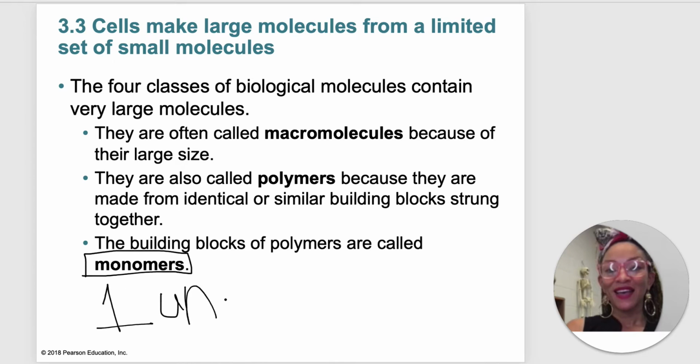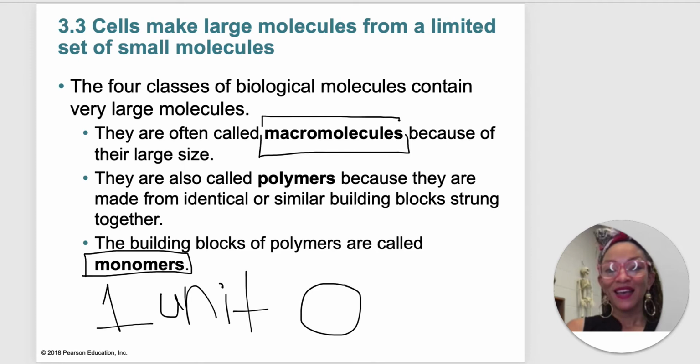So let me draw, it says 1 unit, and I'll put just 1 little circle. Okay, so that is a monomer. So mono means 1, right? So 1 piece of something. So everything that's larger is made up of many, many monomers or many, many units. So the larger molecules that are made from these monomers can be called macromolecules because they're large. So macro meaning large, and then referring to the molecules.